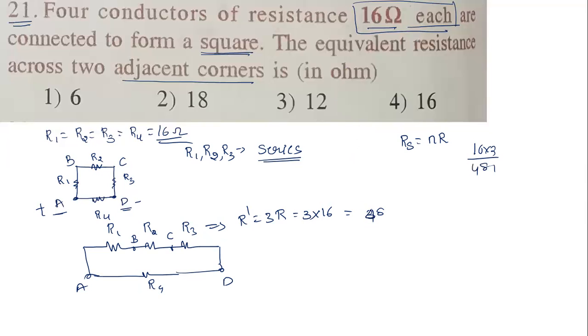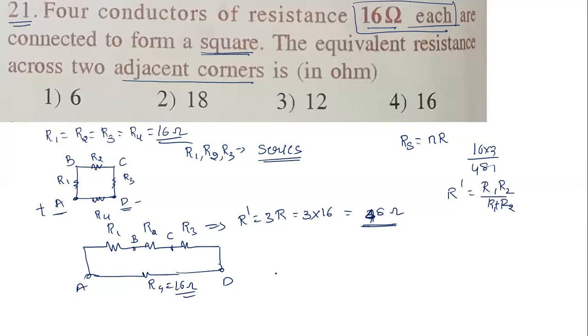48 ohm, right? Now this is parallel. So since it's parallel, I'm going to write the parallel formula. What's the parallel formula? R' equals R1 into R2 by R1 plus R2. Parallel combination formula. Here this is one value, and here it is 16 ohm, another value.